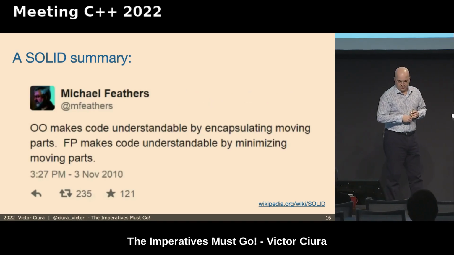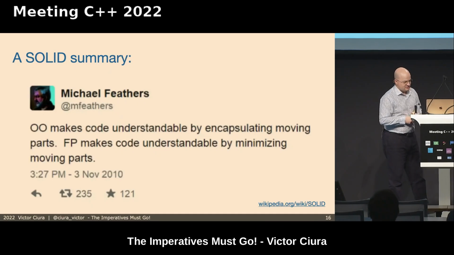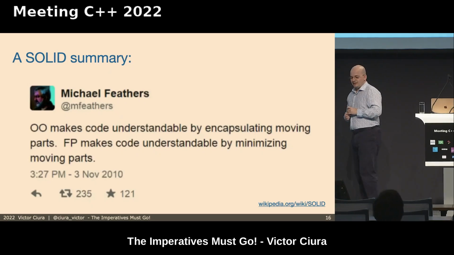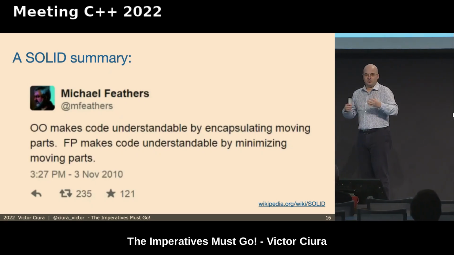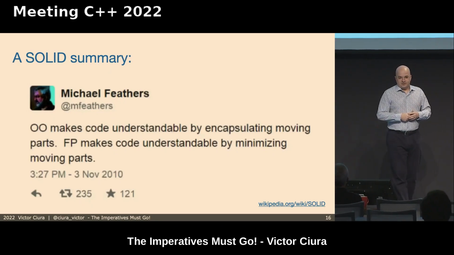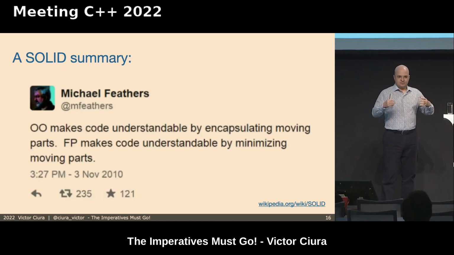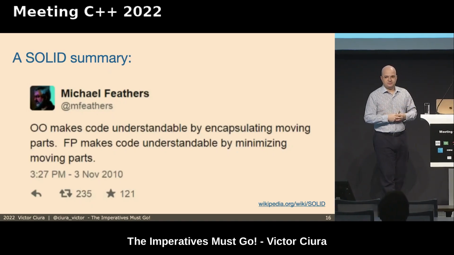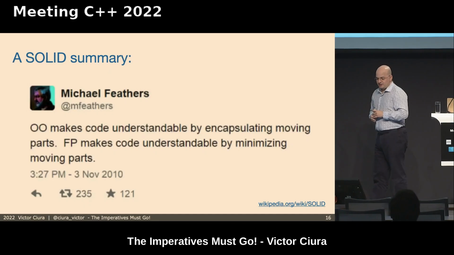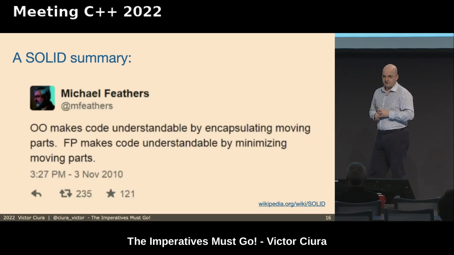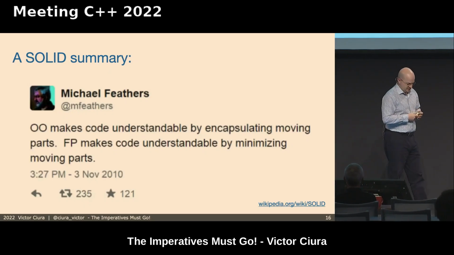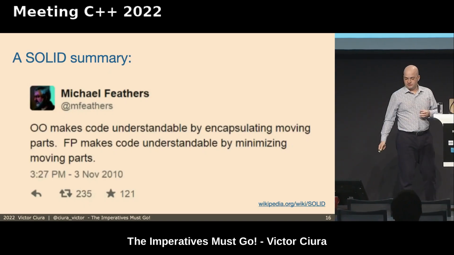Michael Feathers had a very nice summary contrasting object-oriented programming and FP. Object-oriented makes code understandable by encapsulating moving parts, and we all consider this the staple of object-oriented programming, encapsulation. And that helps us build more complex abstractions and relationships between objects. Whereas FP makes code understandable by minimizing the moving parts. So I think this is a good goal, to minimize the moving parts so that we can reason locally about code easily.